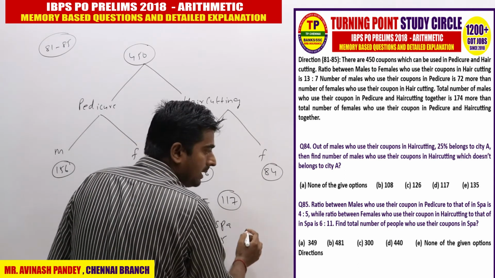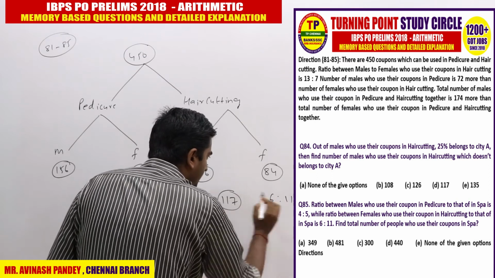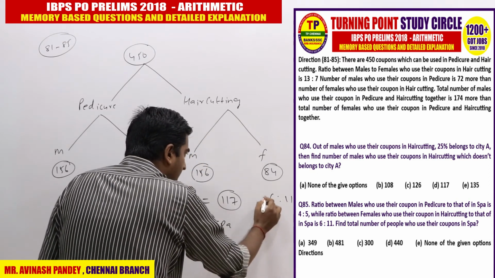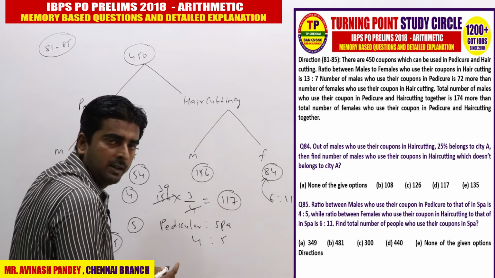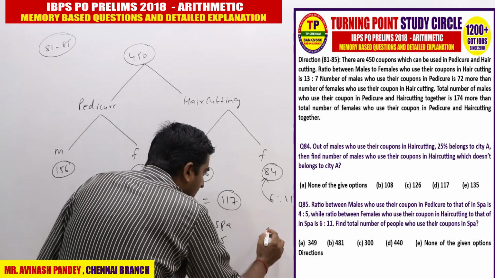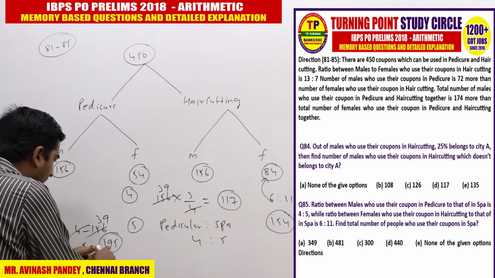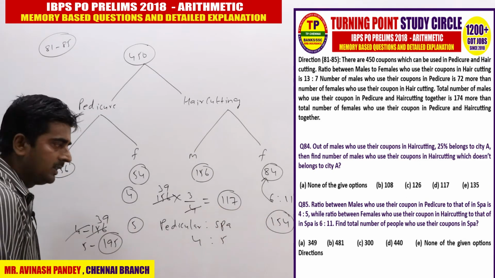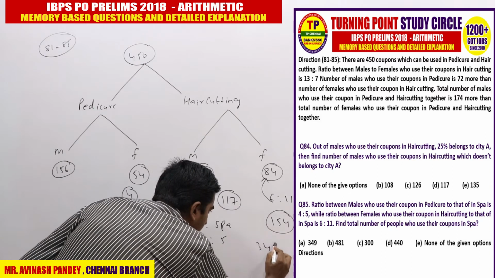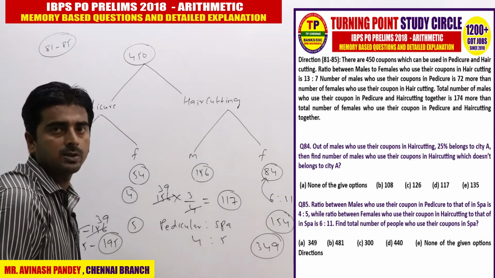So you are having a ratio, what they have given you? 6:11. Directly we can say how? 6 part is how much? 84. 1 part is 14. Then what about 11 part? It is nothing but 154. Now what they are asking? 195 plus 154. What is the answer? 349. This is my answer for the last question, right?